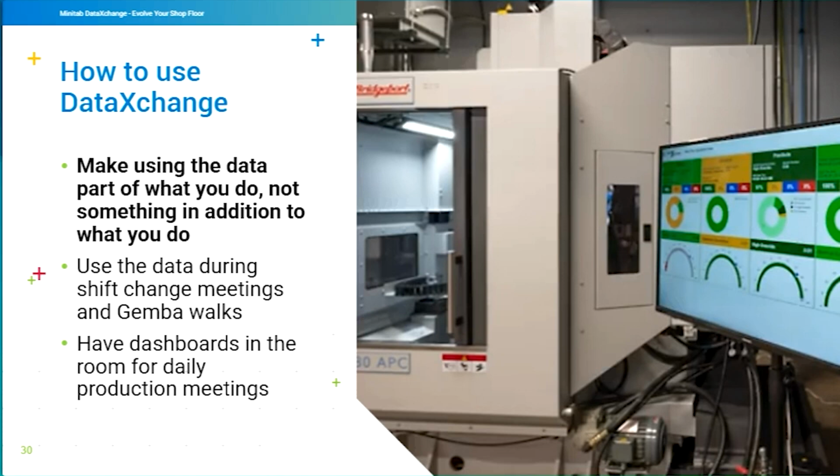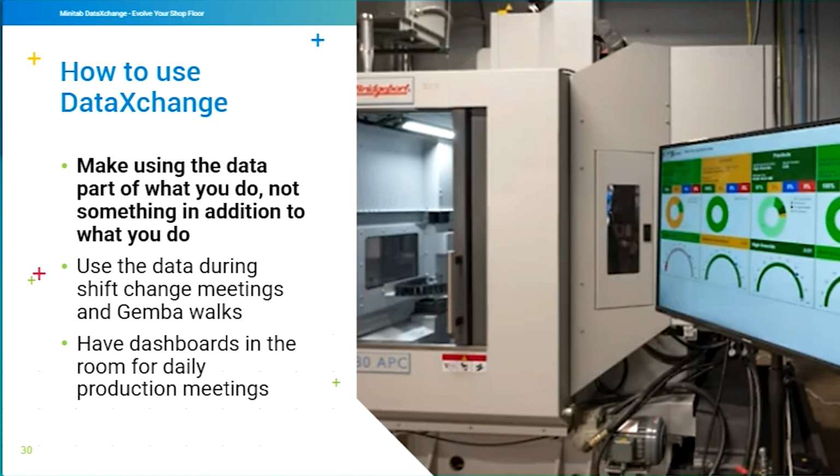But if you make it part of the routine, again, we're showing a TV right there, right by the machine, using it as part of your Gemba walks, as part of your shift change meetings. The thing we say is talk to the data, right? So, hey, I see exactly how we ran here today. What was preventing us from getting this machine running? And we didn't get a downtime in. What's going on here, right?